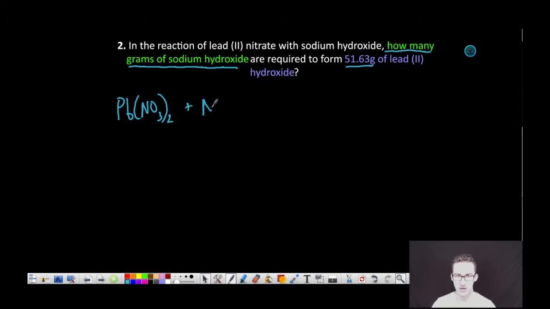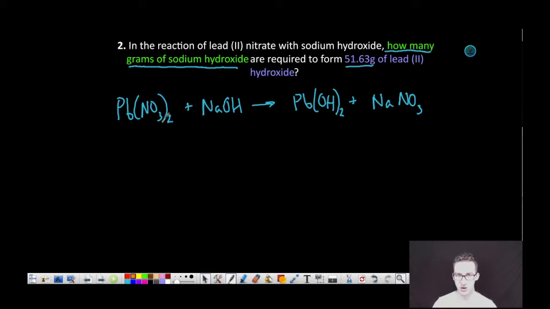We're reacting it with the sodium hydroxide to form lead 2 hydroxide and sodium nitrate. Now, again, it's really important to make sure that not only you write the chemical equation with the correct formulas, but also make sure that your equation is balanced before moving on.